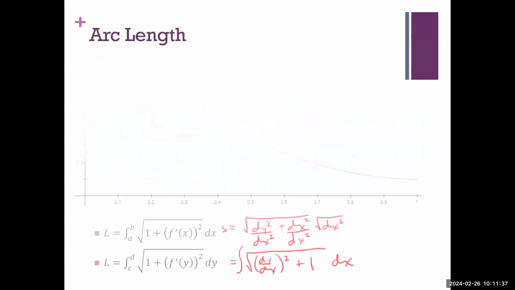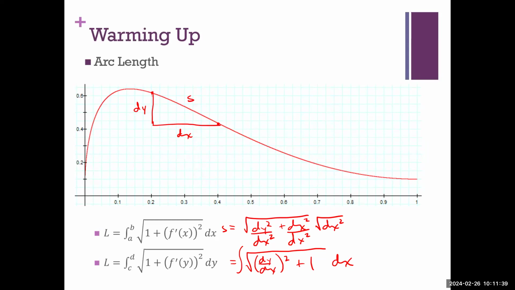You just square the derivative, right? The derivative function, not the 1 plus. No, the derivative is the only thing that's squared. Yeah, dy/dx is squared.